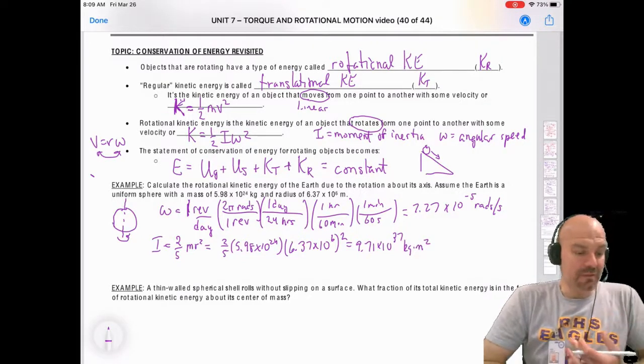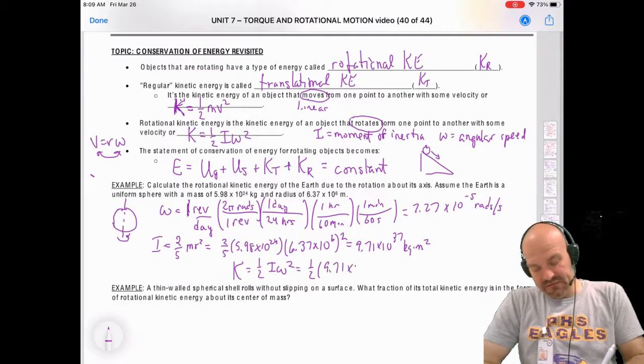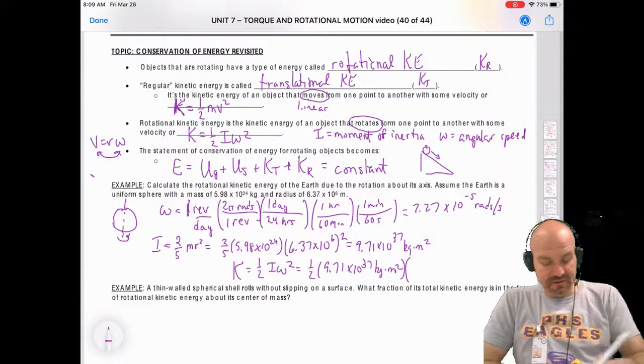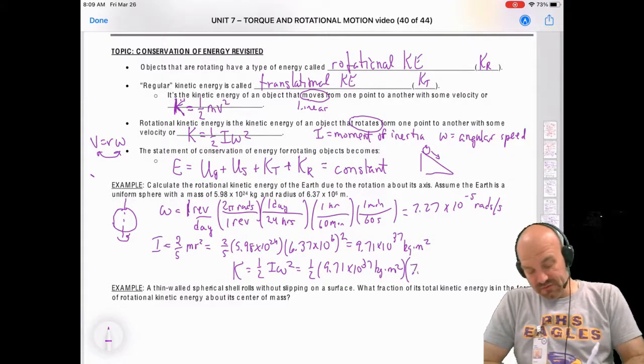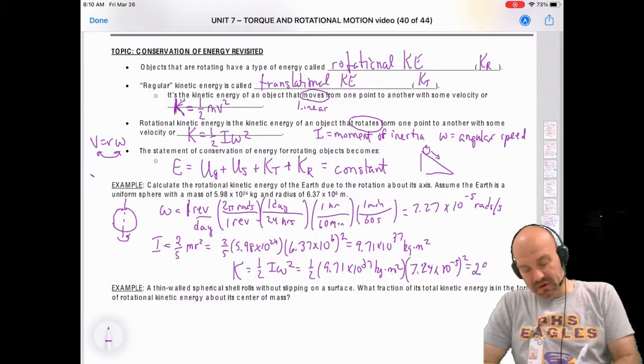Okay, and now we can plug it into our equation. So K is equal to 1/2 I omega squared. So 1/2 times that big number we just found. Again, you don't have to write the unit. I know sometimes I write the units and sometimes I don't. Times 7.27 times 10 to the negative fifth squared. And so our rotational kinetic energy is going to be 2.94 times 10 to the 29th joules, right?